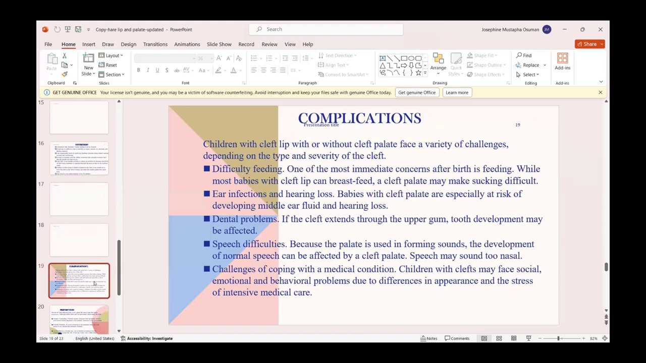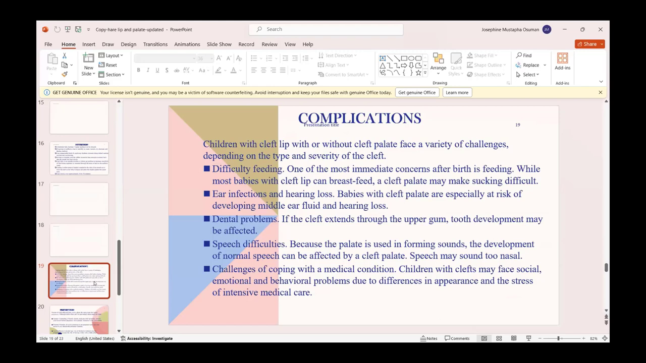The complications: neonates with cleft palates, with or without cleft lip, face a variety of challenges depending on the type of cleft. So you have difficulty in feeding. One of the most important things after birth is feeding. While most babies with cleft lip can breastfeed, a baby with a cleft palate may have difficulty in sucking.